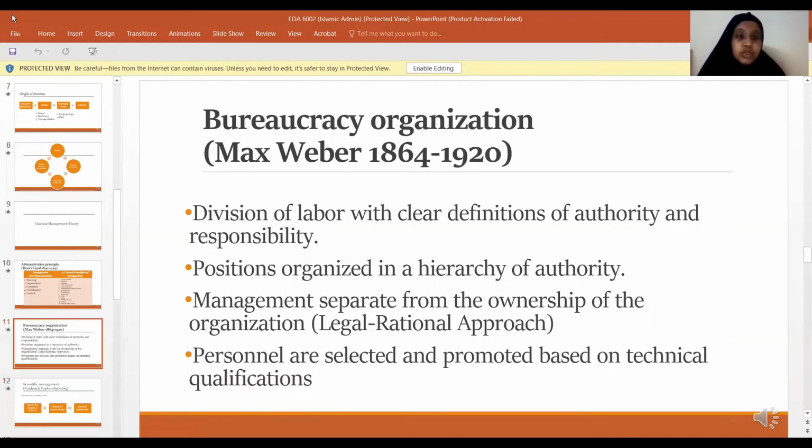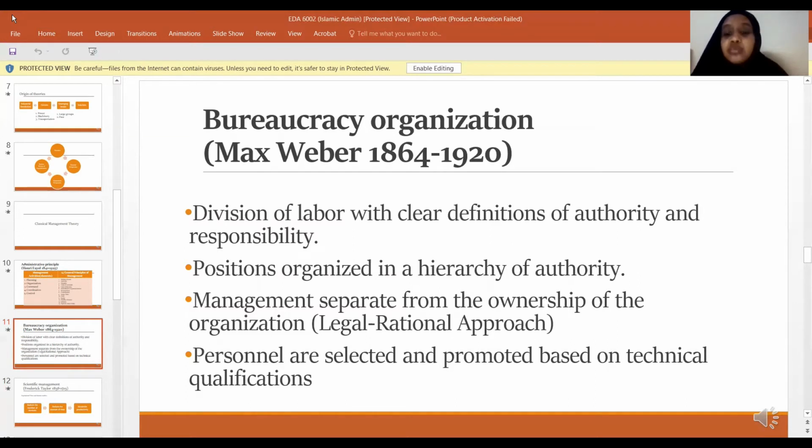The classical management also has a theorist who came up with the theory, called Max Weber. He studied bureaucratic organizations, 1864 to 1920. Definitions of the labor, definitions of authority and responsibility. He also talked about the position of the organization in a hierarchy of authority.